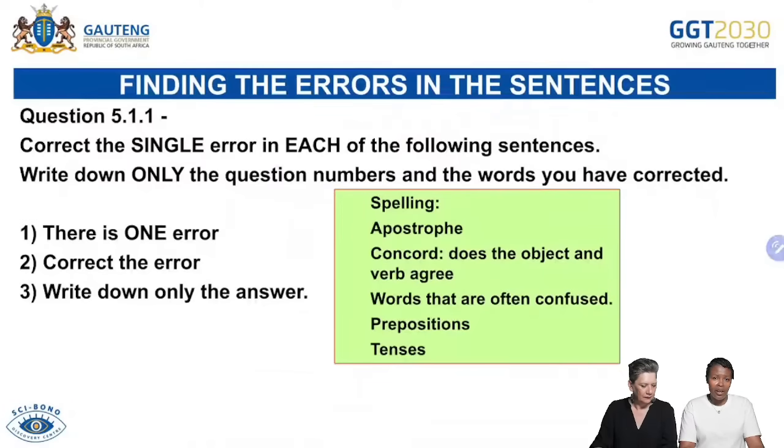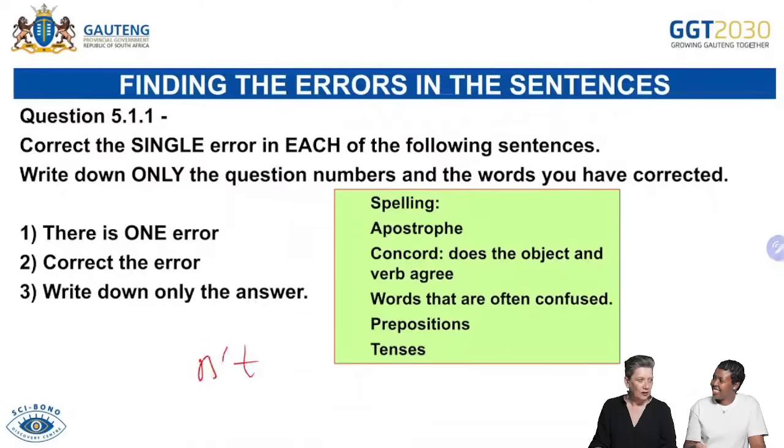The apostrophe error, the use of an apostrophe. Remember, we've got two functions of an apostrophe. We use it to show possession. We also use it to show omission. So when we omit, for example, when we use words such as didn't, the expectation is that your apostrophe will come between the N and the T, because we have omitted the O. We've omitted the O in the word, and therefore that shows that we have shortened the word.